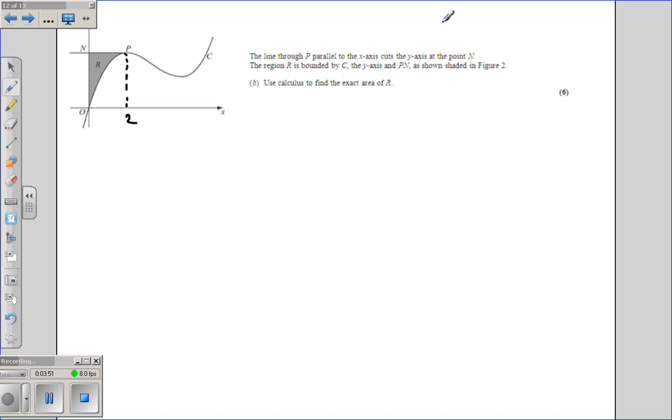So areas under curves, areas to do with curves is integration. But if you integrate this curve, remember the curve is x cubed minus 10x squared plus kx, but we found out k was 28. That's the function there. Let's just double check.